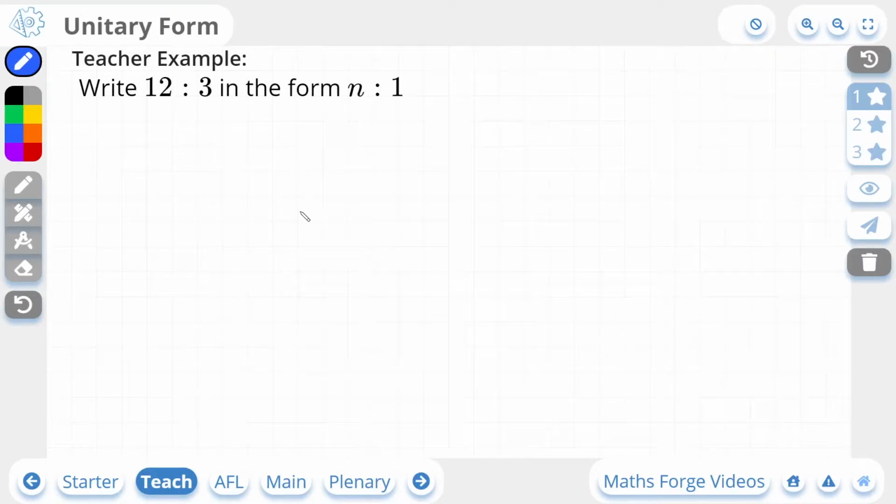Hi, this is Jack from Maths Forge, and in today's lesson we're going to be doing the unitary form. Let's take a look at our first example.